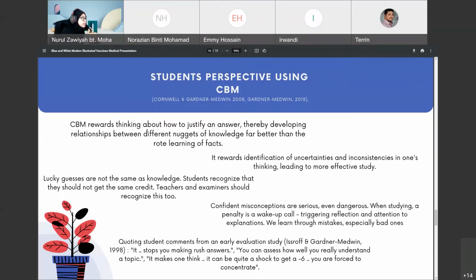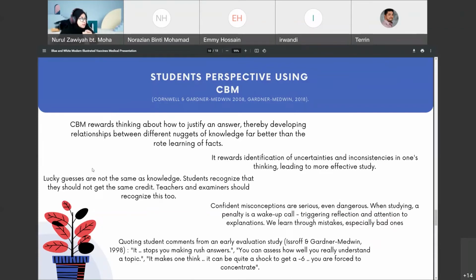The third one: lucky guesses are not the same as knowledge. A student can be lucky all the time, and then at the final exam, he or she flops, and we wonder why. Students recognize that they should not get the same credit. Teachers and examiners should recognize this too.